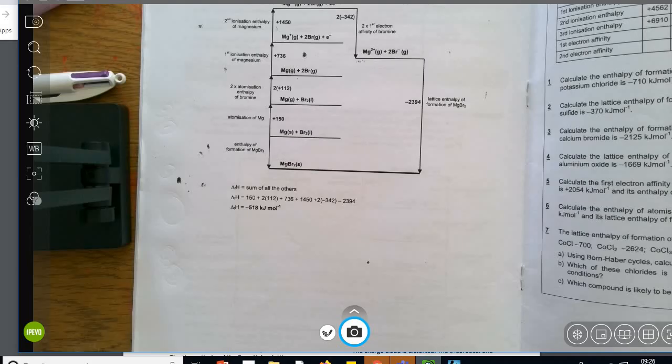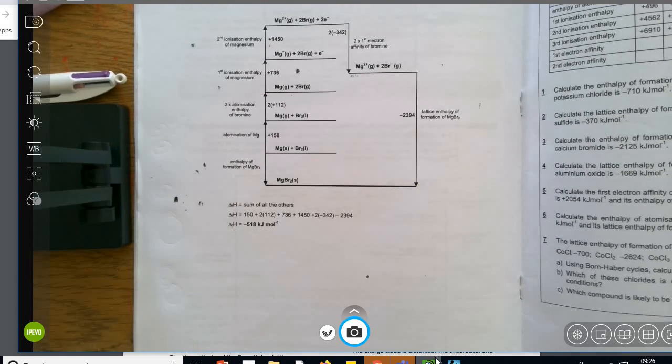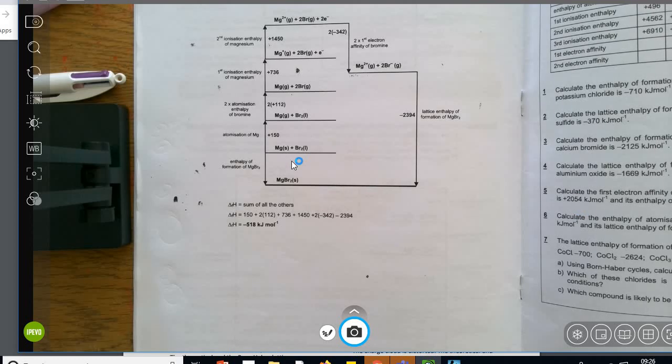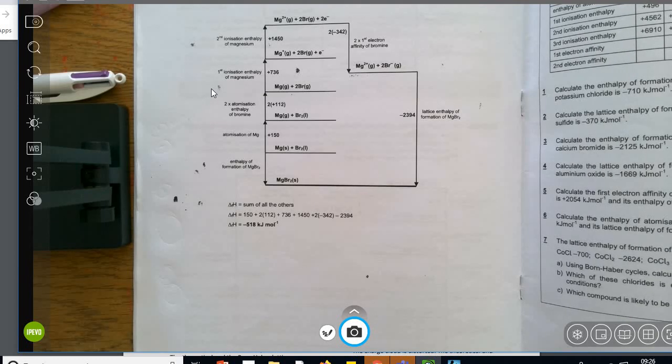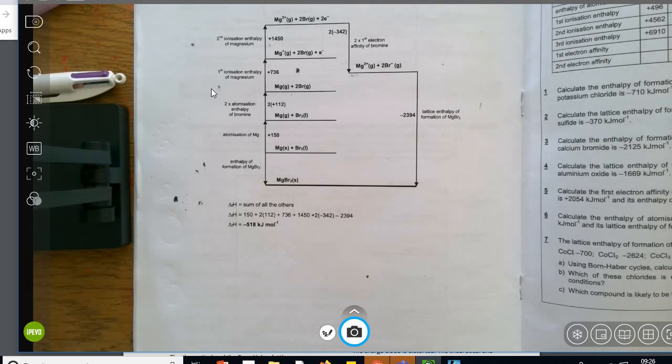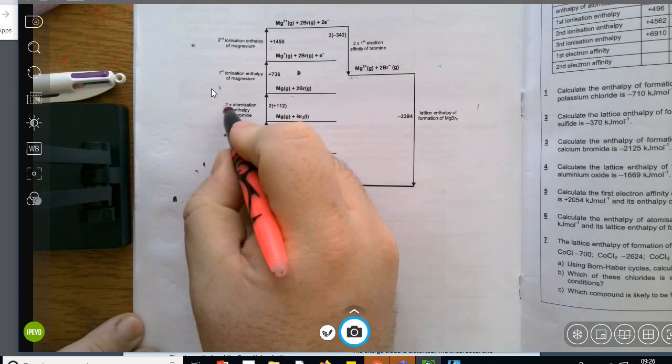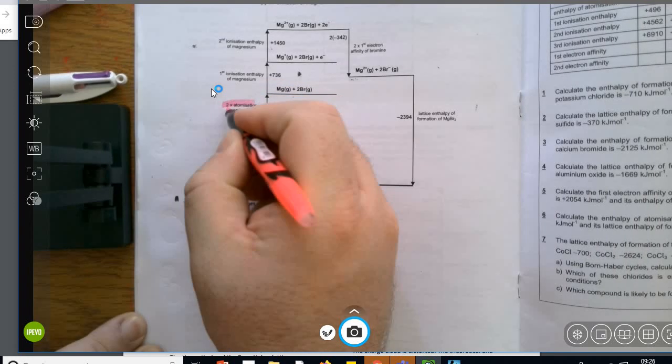What I've got here is an example of a typical Born-Haber cycle. As you can see, we start off on this section here, which is the metal and non-metal in their standard state. We are atomizing to turn the solid magnesium into gaseous magnesium. Then we atomize the bromine into bromine gas. Now, it says here 2 times the atomization.